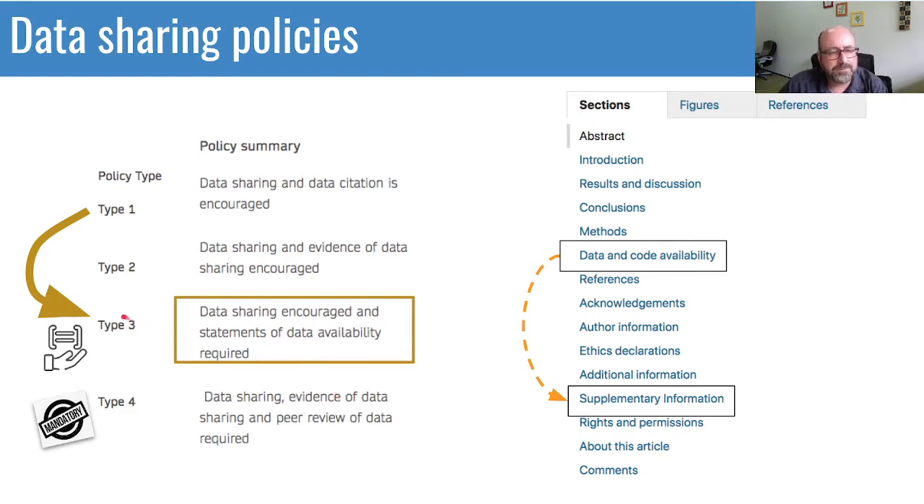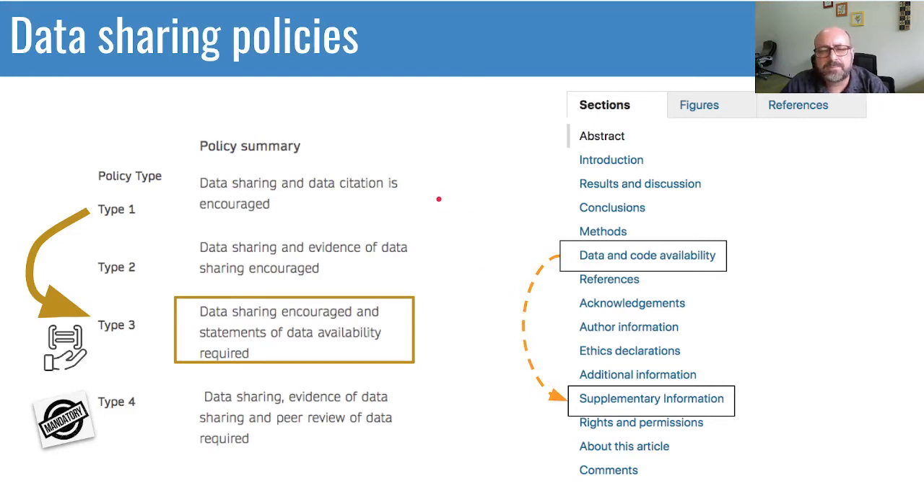Type 3 is the most common nowadays in the journals, which is where data sharing is encouraged in statements of data availability. The DAS is the acronym for the data availability statements. If you look at the sections of some online articles, you see this right after methods: you can have a section on the data and code availability. And this usually links to the supplementary information of the manuscripts.